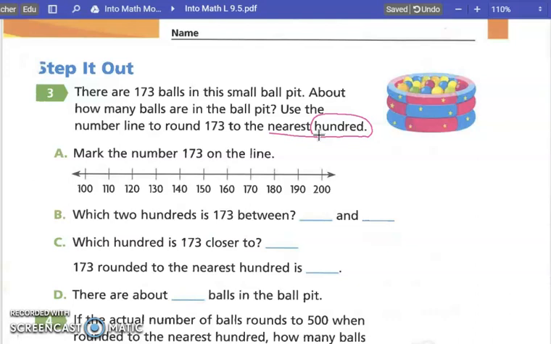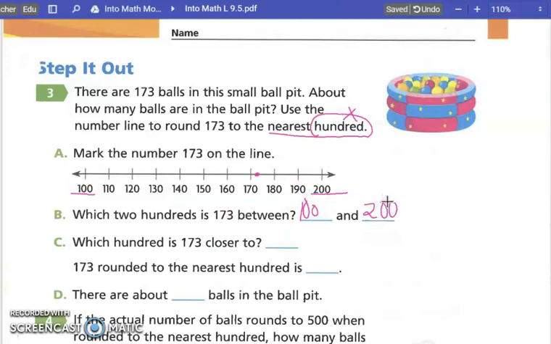Mark the number 173 on the number line. Well, it's going to be between 170 and 180, right? And it's going to be just a little bit closer to 170, because 3 is closer. Which two hundreds is 173 between? Underline them on your number line. The hundreds. What are we going to underline? 100 and 200. Those are the hundreds, and that's what we're rounding to right here. So we're going to write 100 and 200.